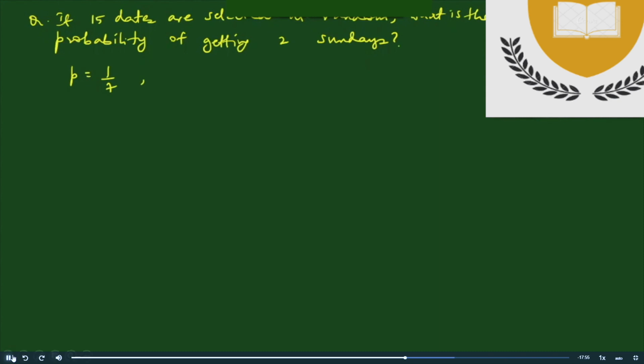Then what is the probability of not getting a Sunday? That was going to be equal to 1 minus 1 by 7, which is 6 by 7. So 1 by 7 and 6 by 7. I want to get 2 Sundays. Probability of getting 1 Sunday is 1 by 7. I want to get 2 Sundays. R is 2. So my probability of 2 Sundays is equal to NCR into P to the power R into Q to the power N minus R.